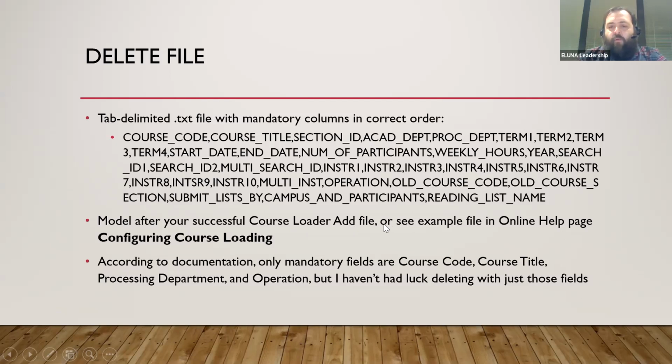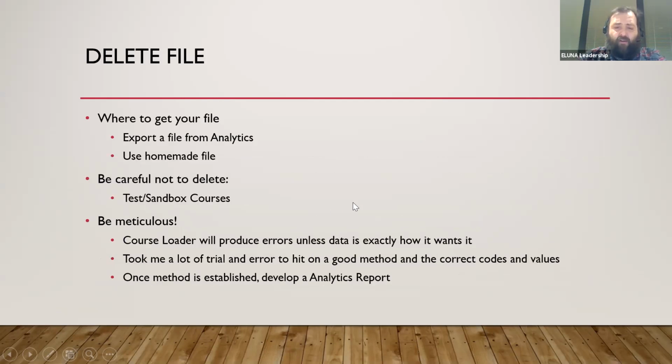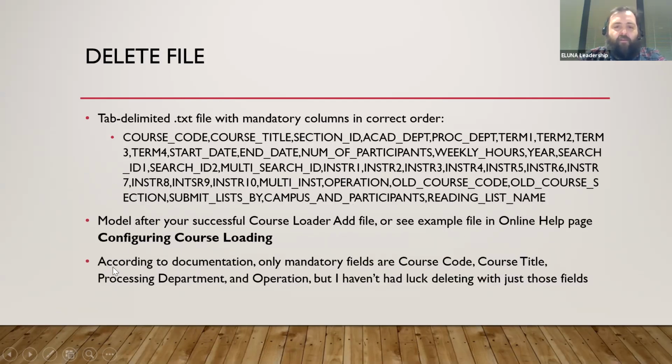So that's what I would recommend, but you could also see an example file in the online help under configuring course loading, and they link to a file that you could use that has the correct headers. And then also, according to documentation, the only mandatory fields are course code, course title, processing department, operation, but I haven't had luck with that on the delete side.